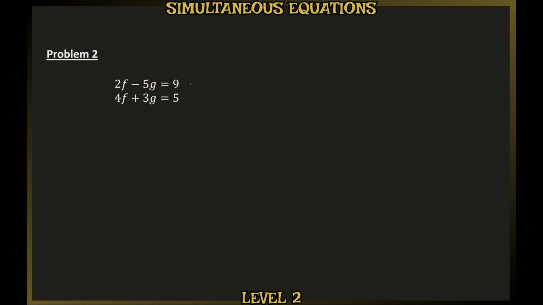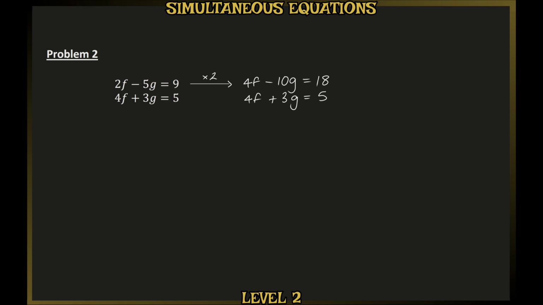But looking at the f's, if we multiply the first equation by 2, this is going to give us a 4f, which will then match the equation below. So we need to multiply everything in this equation by 2. So 2f times 2 is 4f, minus 5g times 2 is minus 10g, and 9 times 2 is 18. And the equation below can just stay the same, so 4f plus 3g is equal to 5.